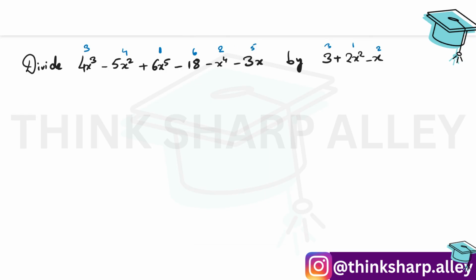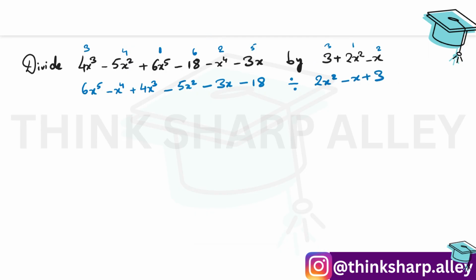So let's rearrange it. When you're rearranging, you have to make sure that you're writing the proper sign. Like over here, 6x to the power 5 has a plus sign, so positive. Then the second term is minus x to the power 4. Third term is 4x cubed, so plus 4x cubed. Fourth term is minus 5x squared. Fifth term is minus 3x. Sixth term is minus 18. Divided by, again over here we arrange 2x squared minus x plus 3, because 3 is positive, right?